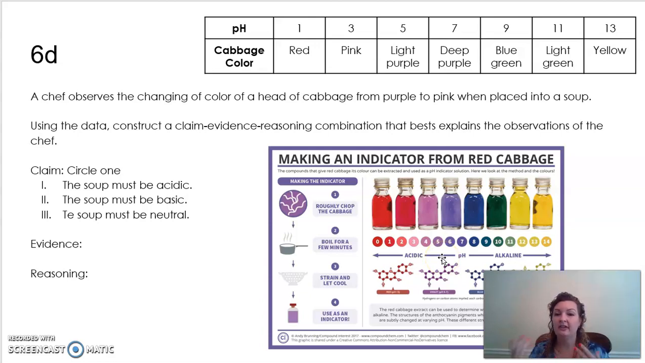This is a chef. He just put this purple cabbage into his soup, and he's saying, hey, it turns pink. It's a purple cabbage, right? We call it red cabbage, but it's a purple cabbage, and it turned pink. So if it's turning pink, pink's around here, we can see that it's definitely an acid. You guys are given this up here. So you can see that pink is at a pH of 3. A pH of 3 is definitely acidic. So the soup must be acidic, okay?